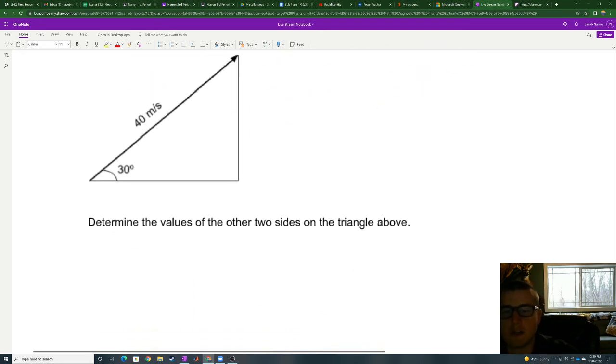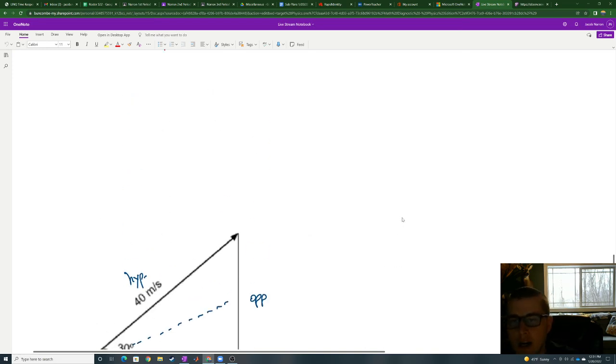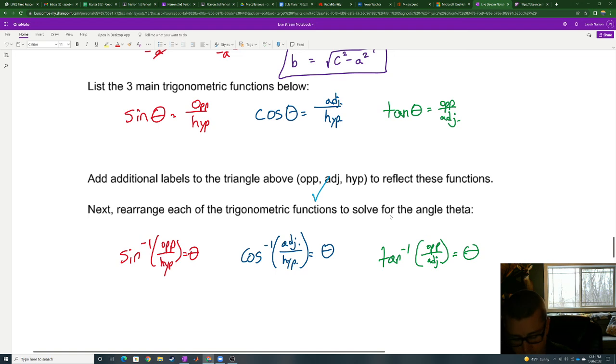Okay, determine the values of the other two sides of the triangle above. So in this situation, I can follow out from the angle. I'm looking for the opposite side, and I'm also looking for the adjacent side. So I'm looking for the other two sides of the triangle. Now, they've given me the hypotenuse. So at this point, I would look back over my equations and say, all right, which equation is going to help me here? And sine comes to mind for this side. So if I'm looking for the opposite side, sine of theta, remember, is equal to opposite over hypotenuse.